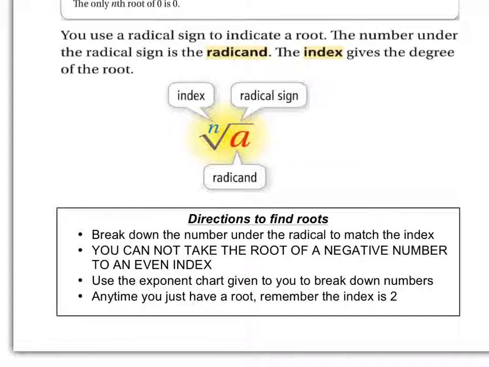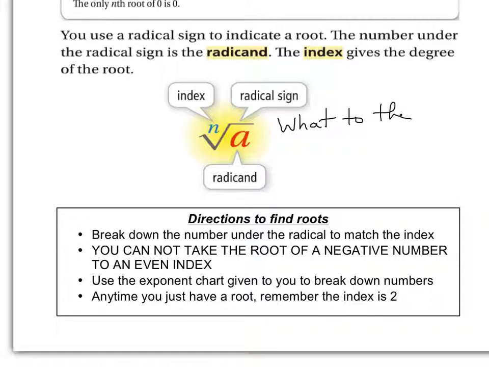So, the directions to find your roots. The very first thing you're going to do is break down the number underneath the radical, the radicand, to match the index. When you're breaking this down, you want to match a power to the index. A lot of times you'll hear me say, what to the third power is 81, in those kinds of instances.